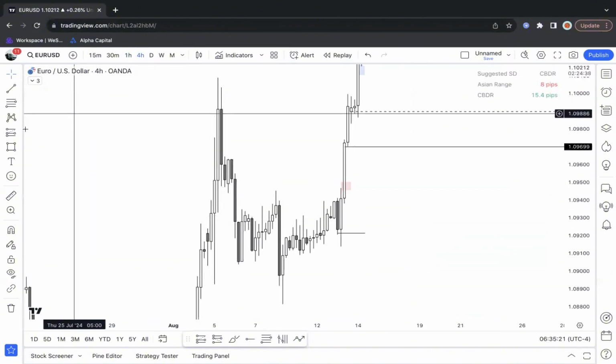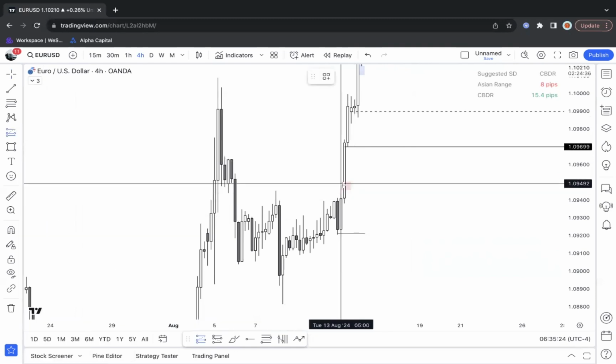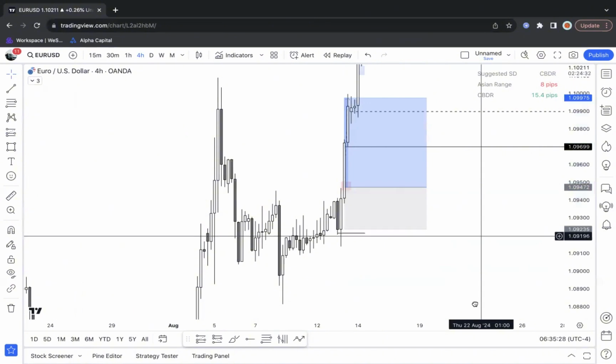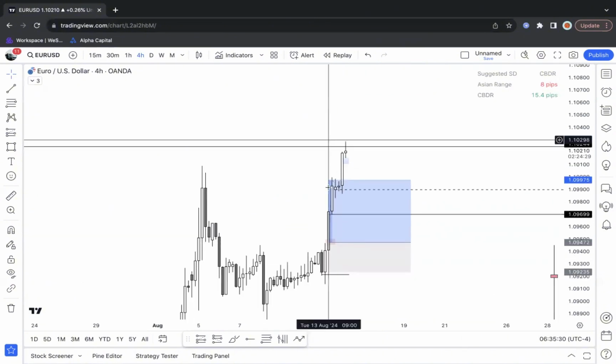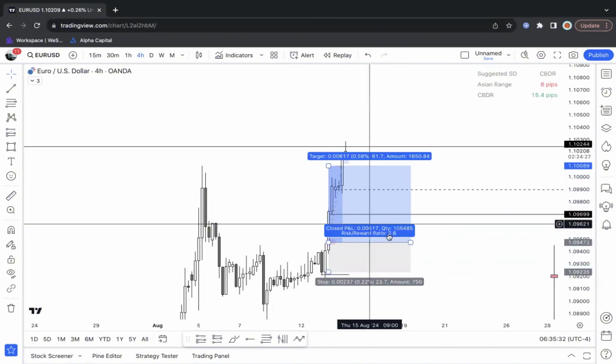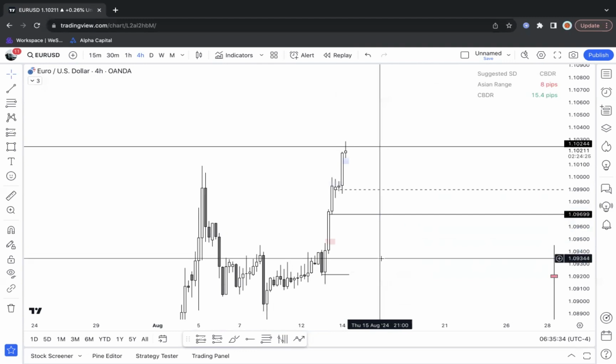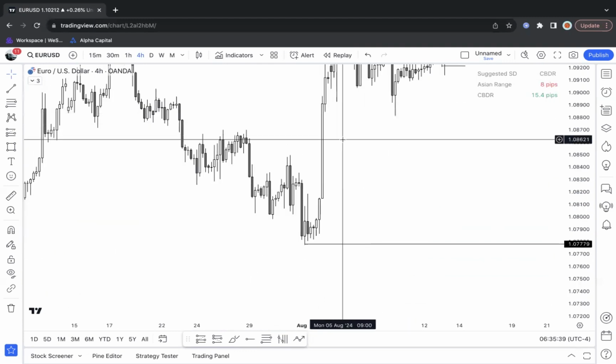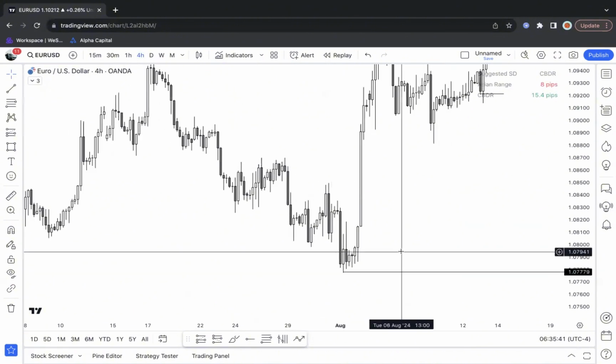Entry would have been around here for this particular trade, and then our stops could have just gone below these bodies, and then obviously your targets will be liquidity. Right, so that's a nice 2.6% example. Moving on, I'll try and find another example that's happened over the last few weeks.